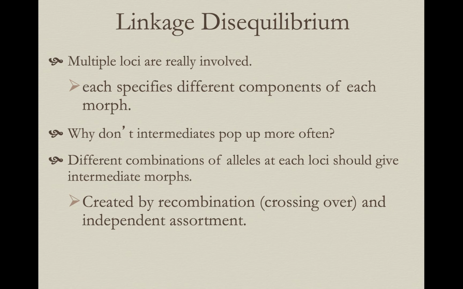So let's be simple here. There's a locus associated with color, and then there's a locus associated with the tail. So why don't you get more combinations of the coloration pattern of having a tail without a tail, or the coloration pattern of the tailless form that also gets a tail with it? Because recombination through crossing over should be giving us all of these combinations. And also independent assortment could be playing a role if these loci are on different chromosomes.